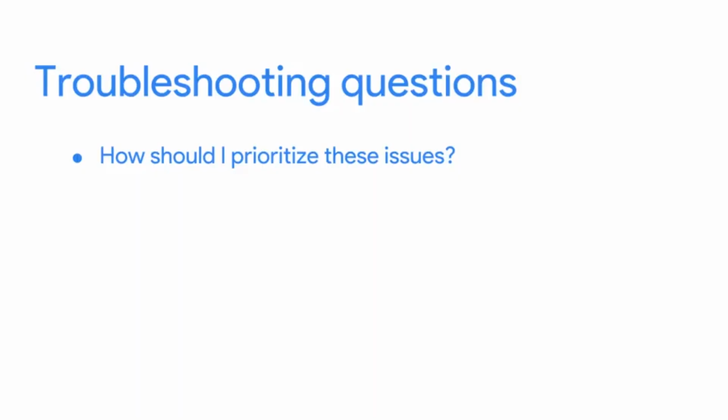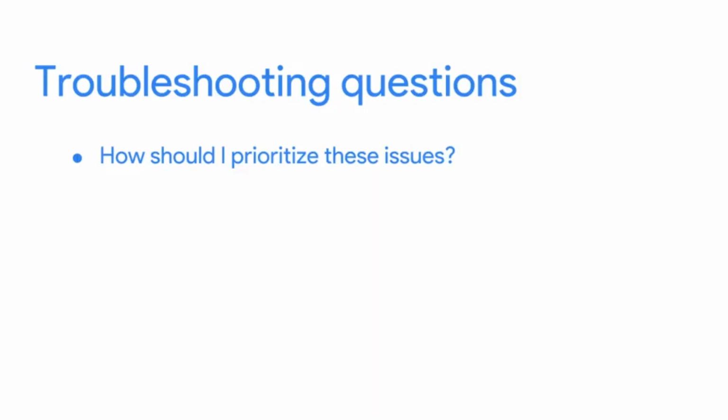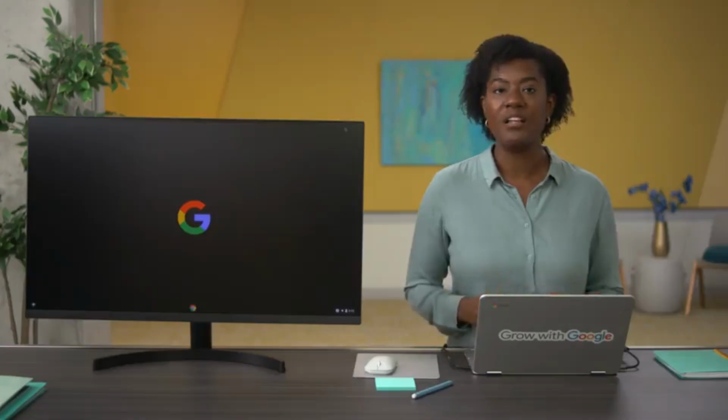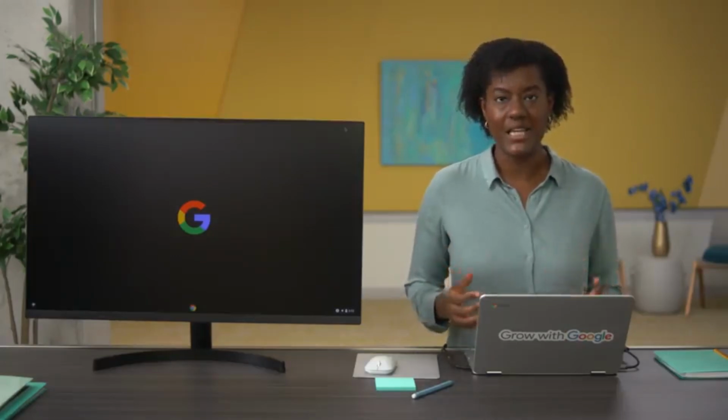Some of the troubleshooting questions I like to ask myself: how should I prioritize these issues? Trying to solve lots of problems all at once can feel overwhelming. I find it helps when you take things one at a time. Next, I ask, in a single sentence, what's the issue I'm facing? This helps to clarify what's really going on so I don't get bogged down with extra details. After all, if you don't have a clear objective before looking at the data, you can find just about anything. It's always best to start with your own clear understanding of the situation. Then let the data tell you if you're on the right track or not.